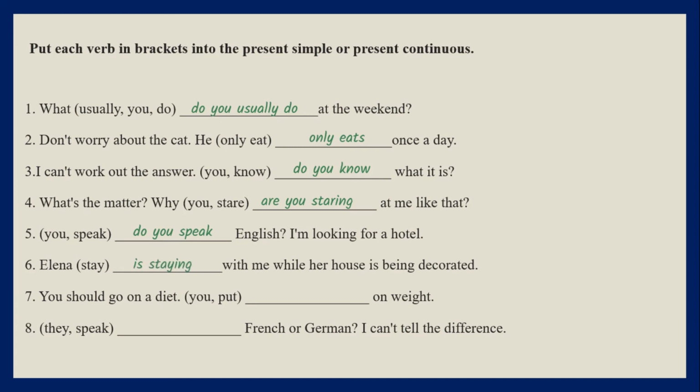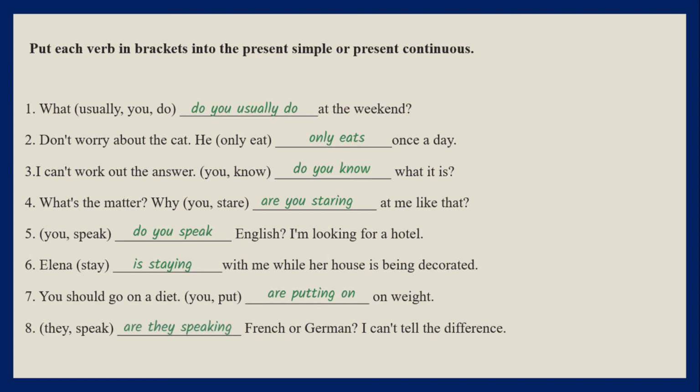6. Elena is staying with me while her house is being decorated. Again, sometimes we use present continuous to describe a temporary action, especially when it comes to work, live, and stay. Number 7. You should go on a diet. You are putting on weight. In there, the full answer is you are putting on weight. And because it is something which is happening, that person is gaining weight, so we could use present continuous.